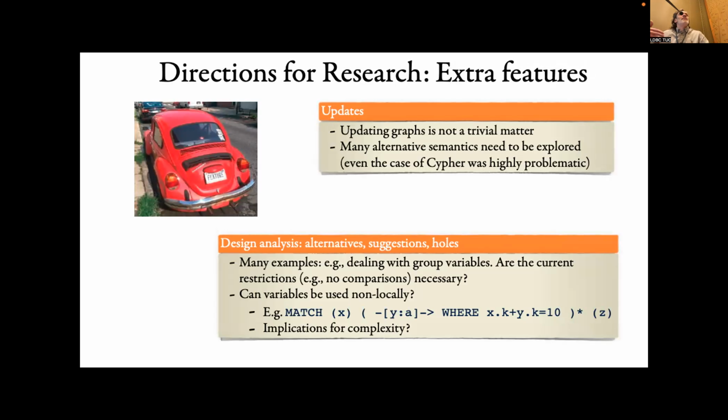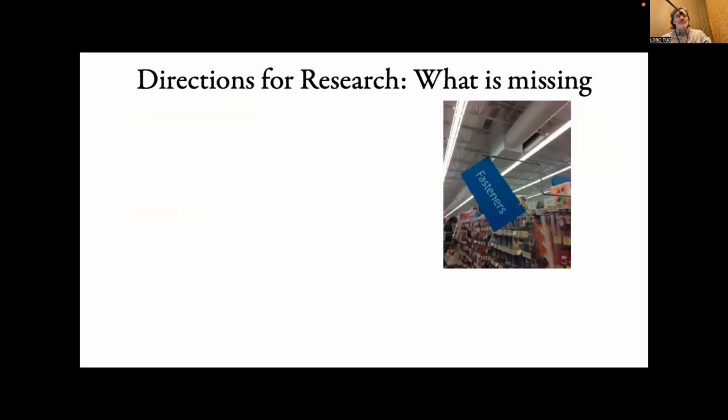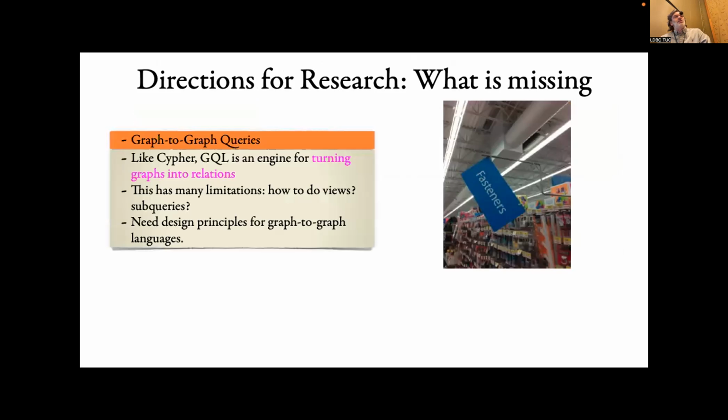I'm personally unhappy that we create this list. To me, I think this could have been avoided. Obviously not in version 1, but in the future one could think about it. Also, non-local variables: variables outside the context of the current pattern can be used in conditions. Like here, in this condition inside an edge pattern, which is a path pattern with a clean star, I use this X from outside. So what are the implications for complexity? We don't know this.